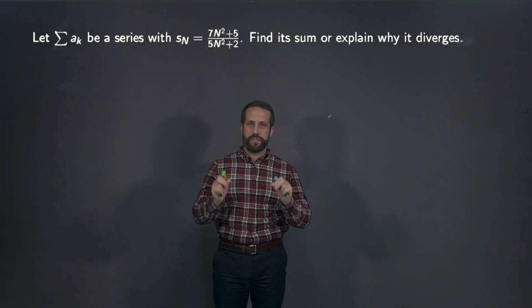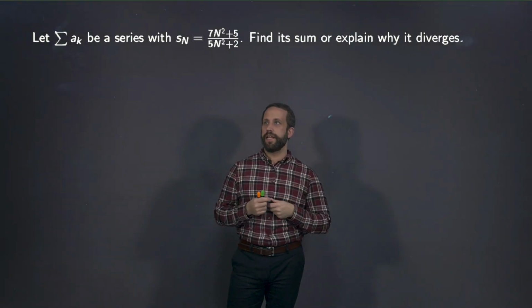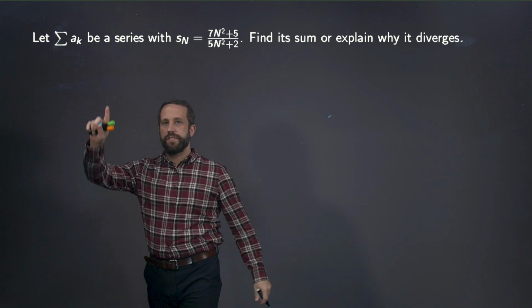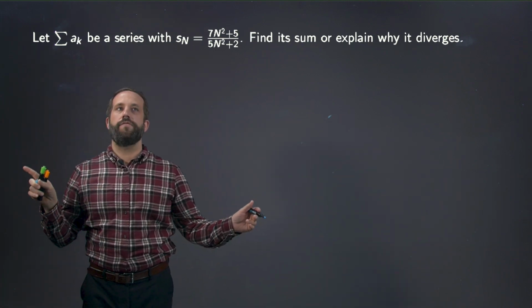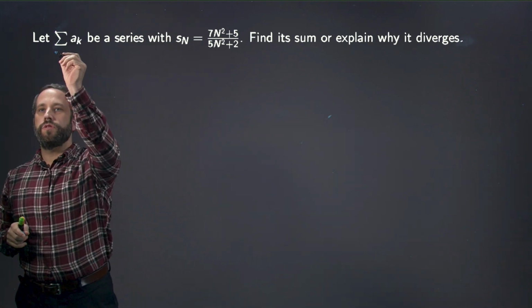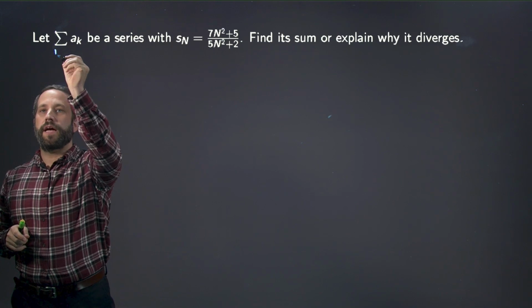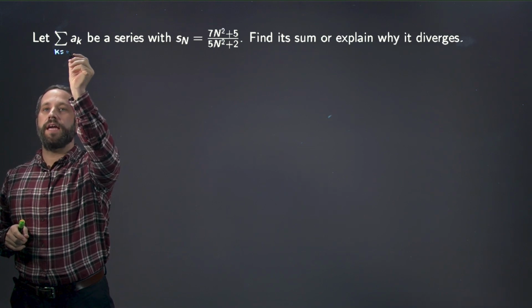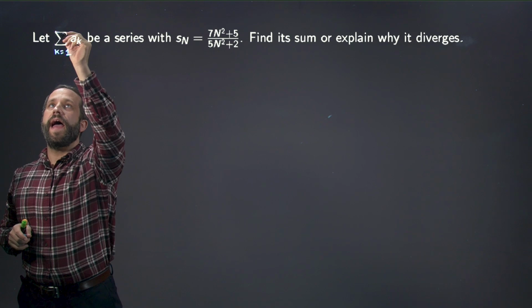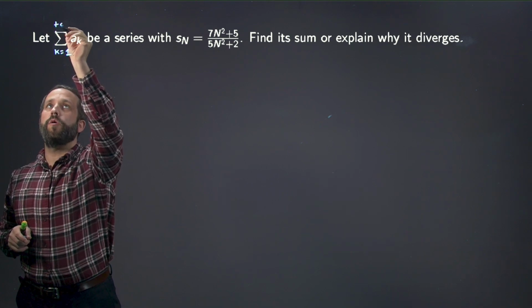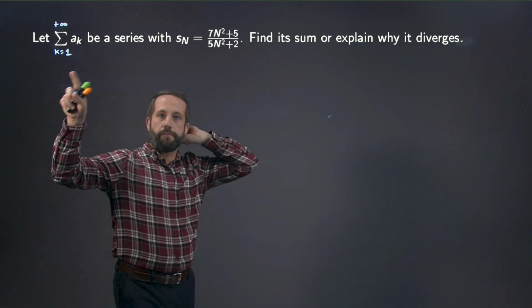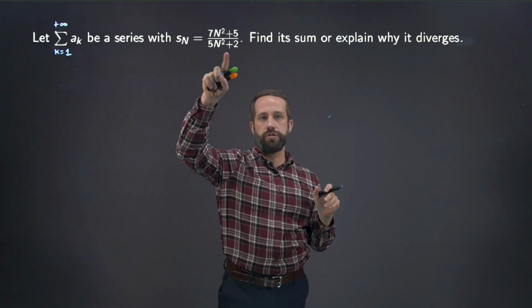I think this is the first question on the second exam in the fall. So we have this series, and I'm being vague here on purpose. The lower limit, a lot of times we'll see something like starting at k equals 1. And for a series, the upper limit is always going to be infinity. But the point is, we're given what the partial sum is.